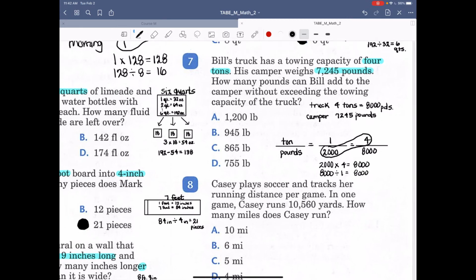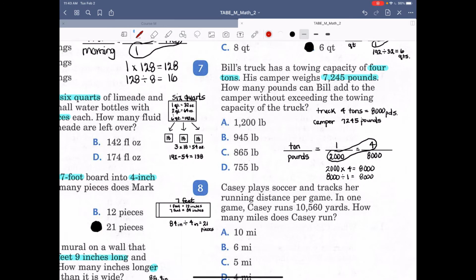I need to find the difference between those 2 numbers. So 8,000 minus the camper. And since I don't have room to do this longhand, I'm just going to do my calculator. 755. That's a difference of 755 pounds. So he can put 755 pounds of stuff in his camper and still be within the limits of the truck's towing capacity.